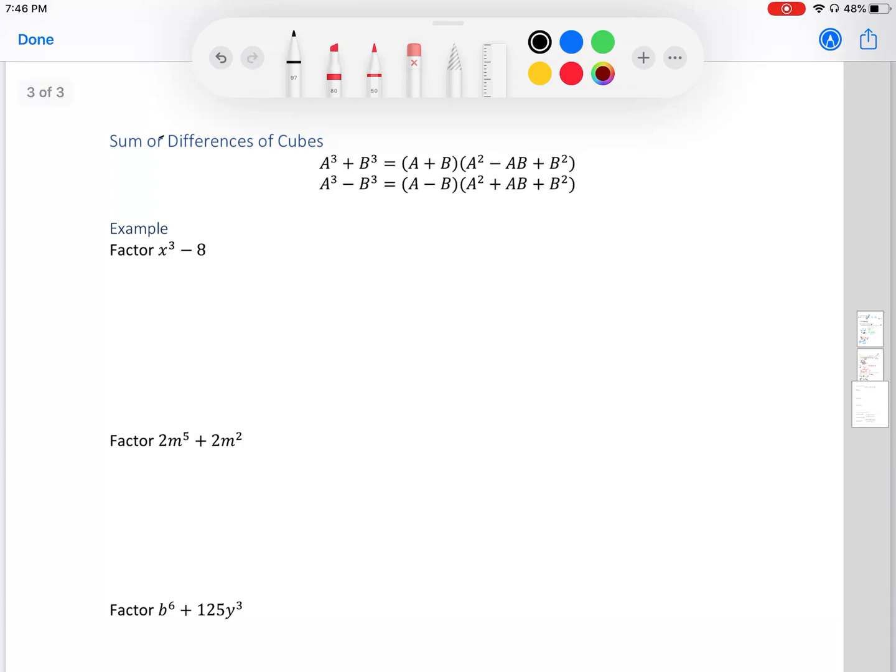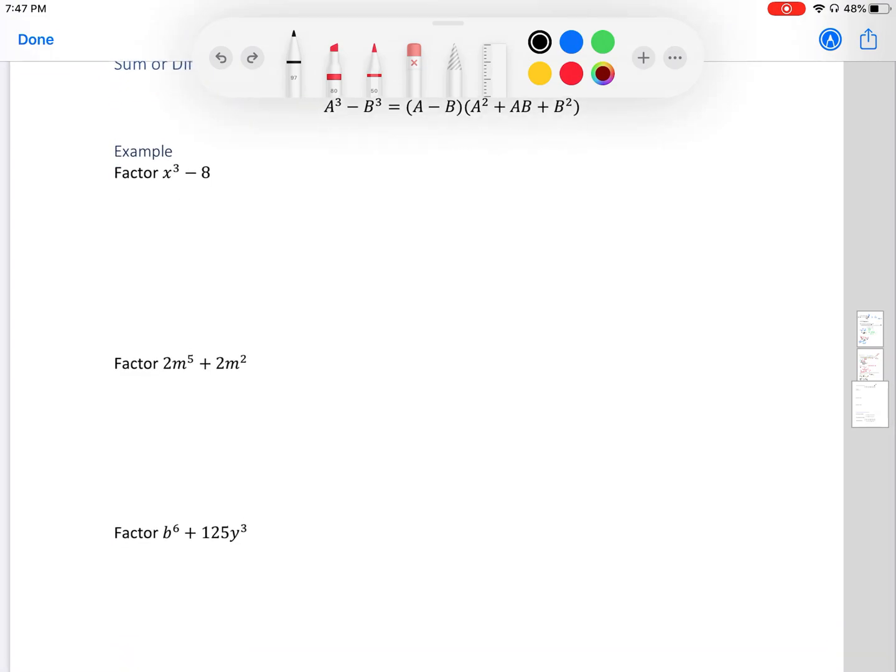Sum or difference of cubes. We can factor two terms that are being raised to a third power, and they factor to be this. Now here we have a trinomial, and I know you want to factor trinomials, but when it comes from a sum or difference of cubes, it is prime. You can't factor it. So let's take a look at these three examples.